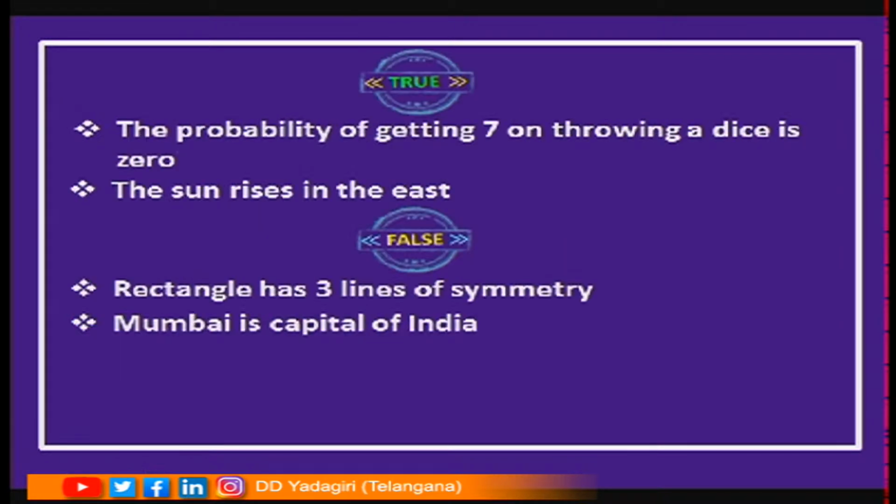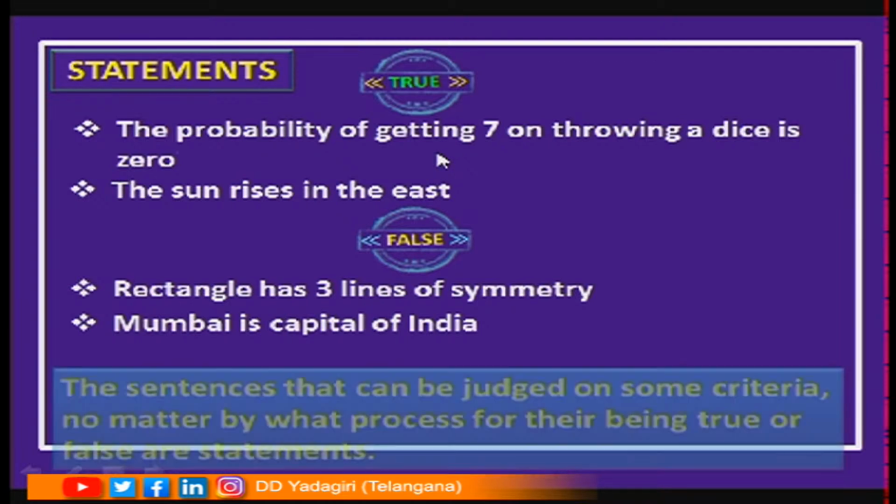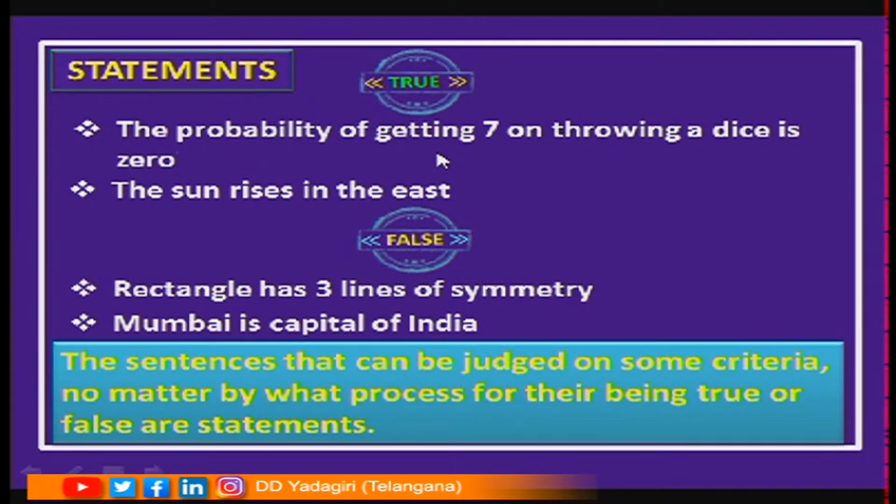So, children, we have seen certain cases where the sentences are true and some sentences are false. Here if you notice, the probability of getting 7 on throwing a dice is 0 is always true, and the sun rises in the east is also true, whereas rectangle has 3 lines of symmetry or Mumbai is capital of India is always false. Now, such type of sentences we call statements. So, children, what is a statement then? The sentence that can be judged on some criteria, no matter by what process, for them being true or false, are called statements. That means, a sentence should be either true or false, then only we can say it is a statement.